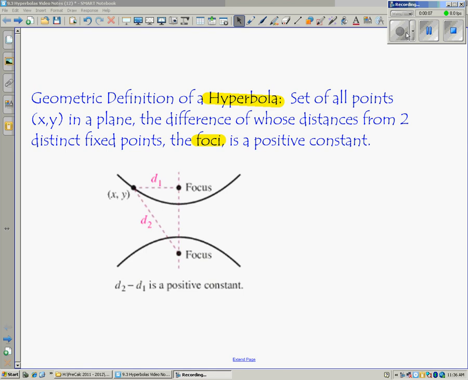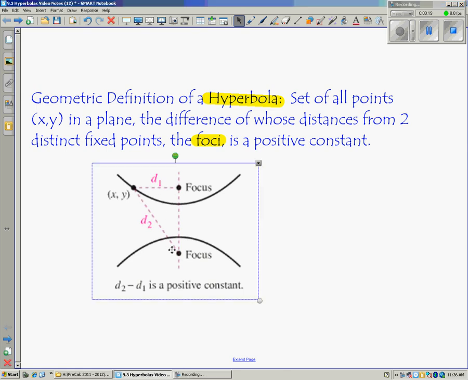Right here you have the geometric definition of a hyperbola. You don't need to write it down, but just notice that it is the difference of these 2 points, or these 2 line segments, D2 minus D1, as opposed to an ellipse, which was addition. The graph is 2 disconnected parts, and they are called branches.